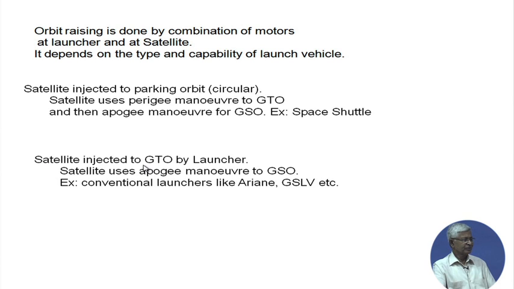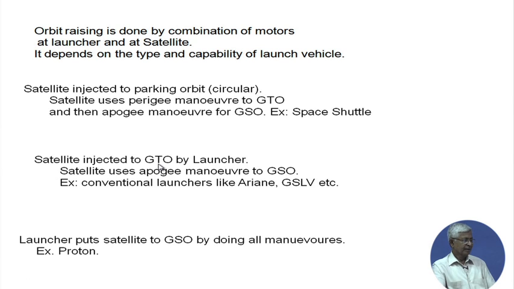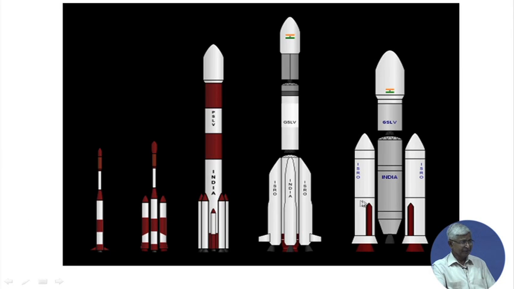Directly the launcher launches the satellite into GTO orbit, which is done by launchers like GSLV, that is the Indian Geosynchronous Launch Vehicle, or Ariane, that is the European Launch Vehicle. These are the conventional way. They are directly put into GTO orbit, and directly into GSO orbit is also possible. The Russian rocket Proton can do that one. So it depends on the rocket's capability. We will do some simple calculation. Of course, there are some pictures of Indian rockets.